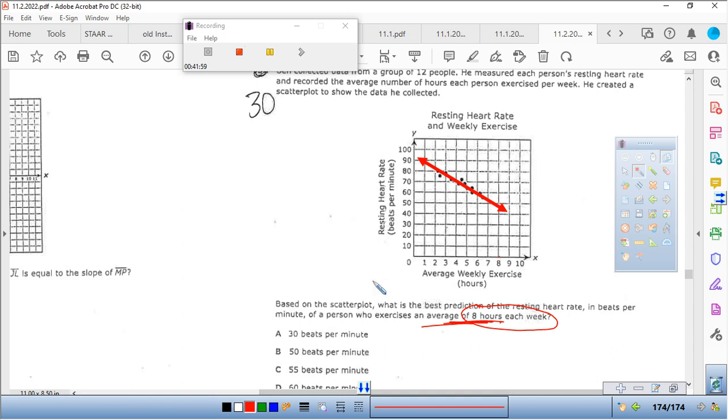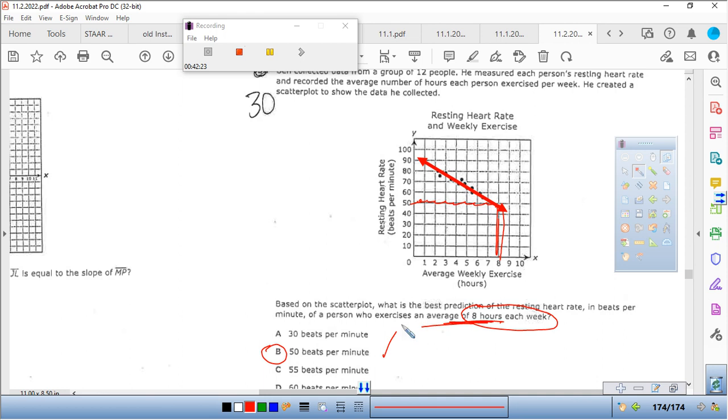Beats per minute of a person who exercises an average of 8 hours each week. So exercise here, 8 hours, go up here, straight line, and it's roughly over here, close to 50 something. Yeah, I would go with like 50. I like that one a lot. So we're gonna go with B.